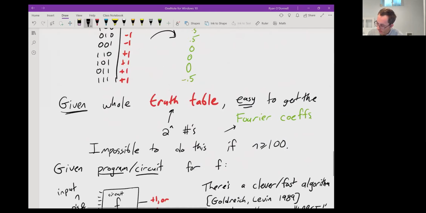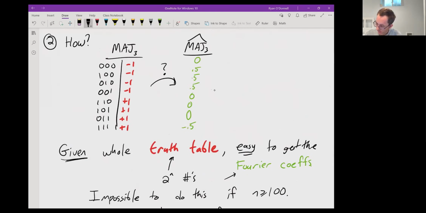So actually, let's just check that. If you go back to this function, I'm telling you to take all the green numbers, square them, and add them up. So you get 0 squared is 0, half squared is a quarter, half squared is a quarter, half squared is a quarter, 0 squared is 0, 0, 0, minus half squared is also a quarter. So you add them up, you get 1.